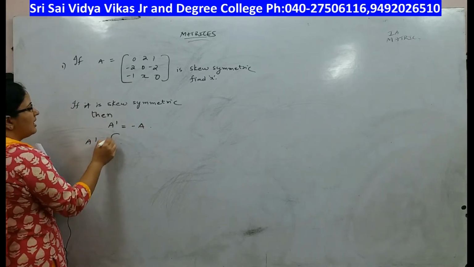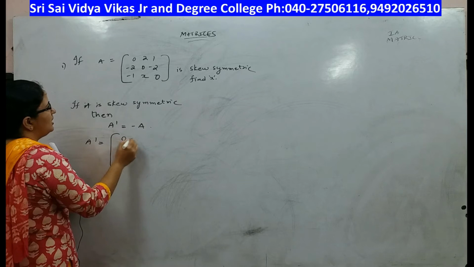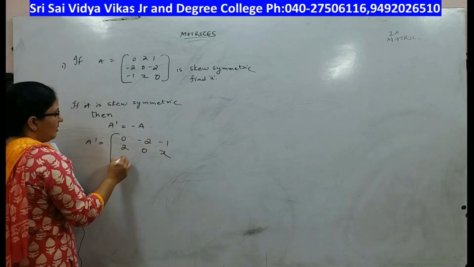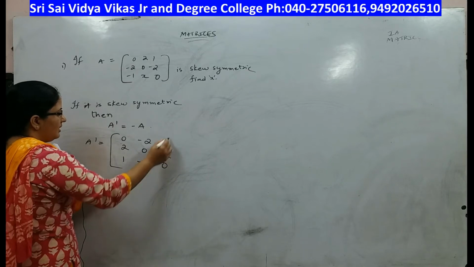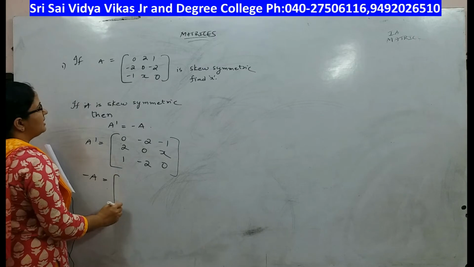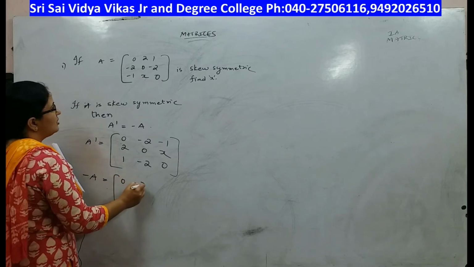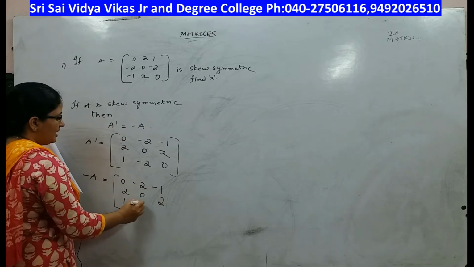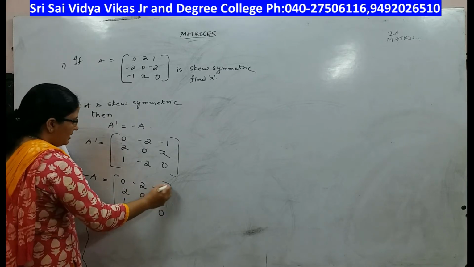Consider the transpose of A, that is [0, minus 2, minus 1; 2, 0, x; 1, minus 2, 0]. This is A transpose. What is minus A? We shall see. Minus A is [0, minus 2, minus 1; 2, 0, 2; 1, minus x, 0]. This is minus A.